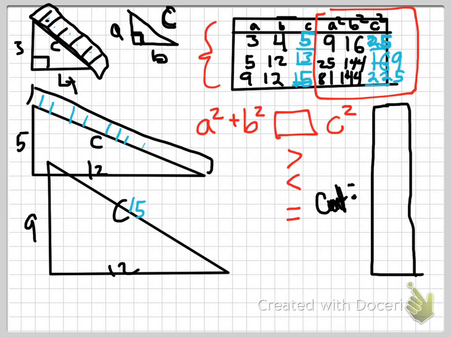Alright, you should have found that 9 plus 16 equals 25, 25 plus 144 equals 169, 81 plus 144 equals 225. So you should have been able to say a squared plus b squared equals c squared. All of this chart, this information that you just proved, you just illustrated the Pythagorean theorem.